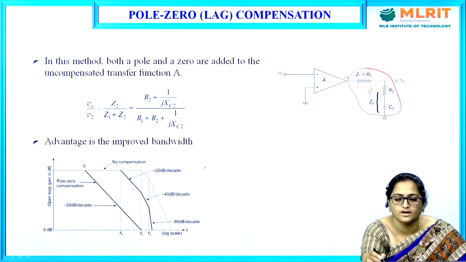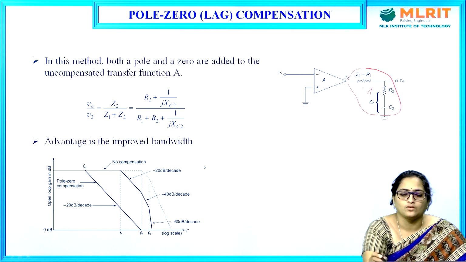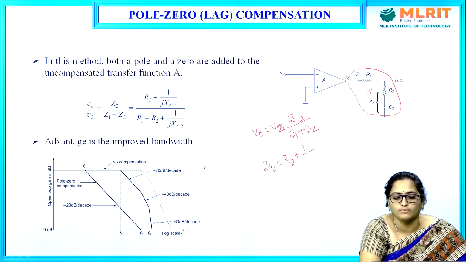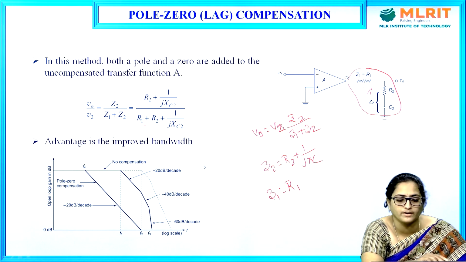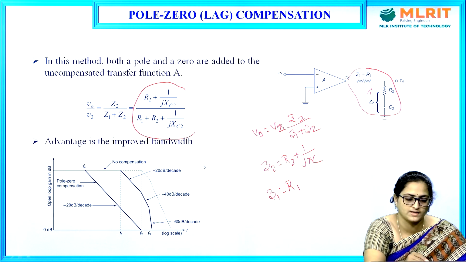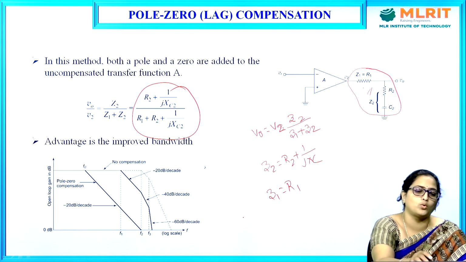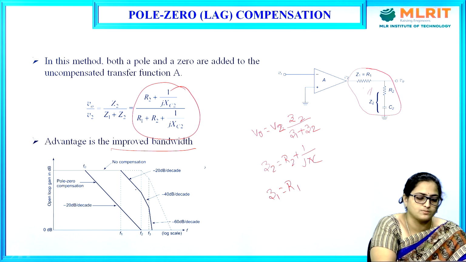That is, the series connection of R2 and C2 is connected in parallel with R1 so that it produces an output with a modified gain. So here V0 can be determined as V2 into Z2 divided by Z1 plus Z2, where Z2 is given as R2 plus 1 by jXC and Z1 is given as R1. If you substitute, V0 by V2 is given as R2 plus 1 by jXC divided by R1 plus R2 plus 1 by jXC. The main advantage of the pole-zero compensator is that the bandwidth has been improved here.